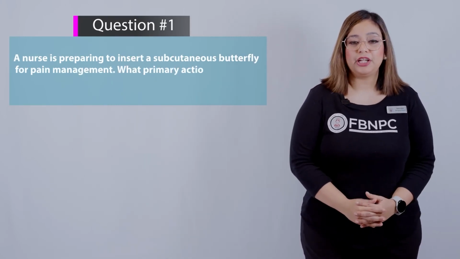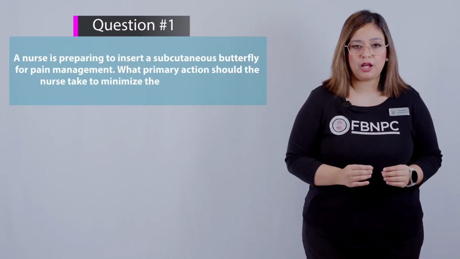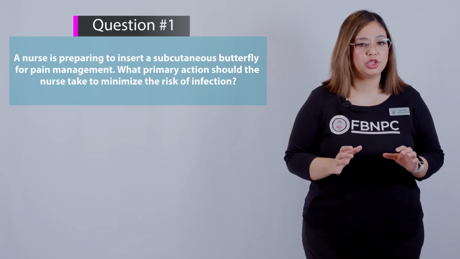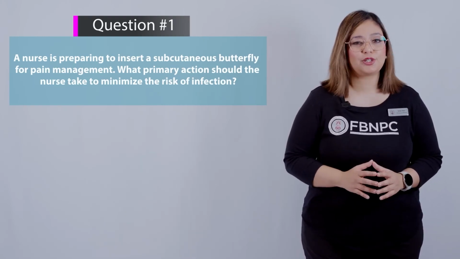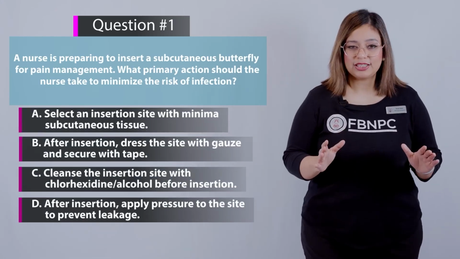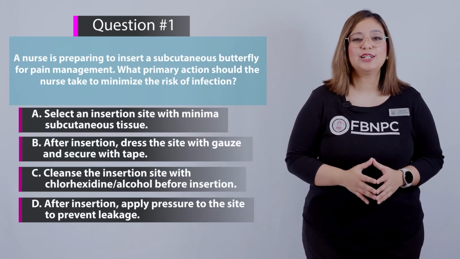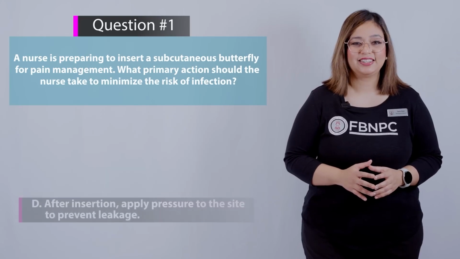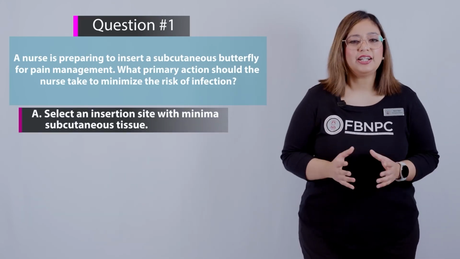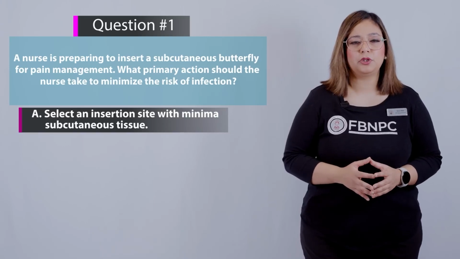A nurse is preparing to insert a subcutaneous butterfly for pain management. What primary action should the nurse take to minimize the risk of infection? Here are your 4 options. I want you to pause and think for yourself which one is the answer before I discuss. Alright, here is option A. Select an insertion site with minimal subcutaneous tissue.